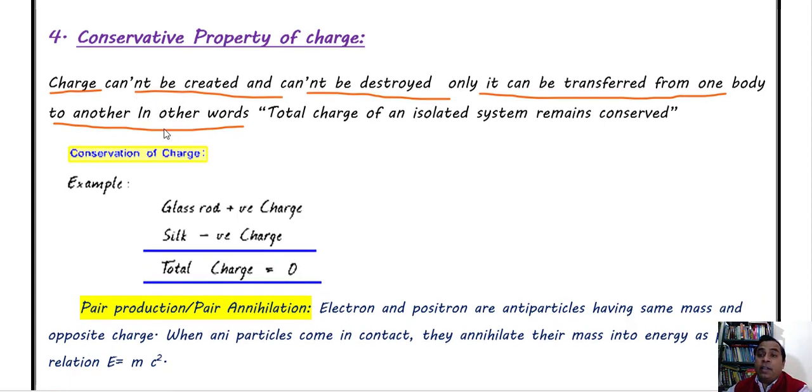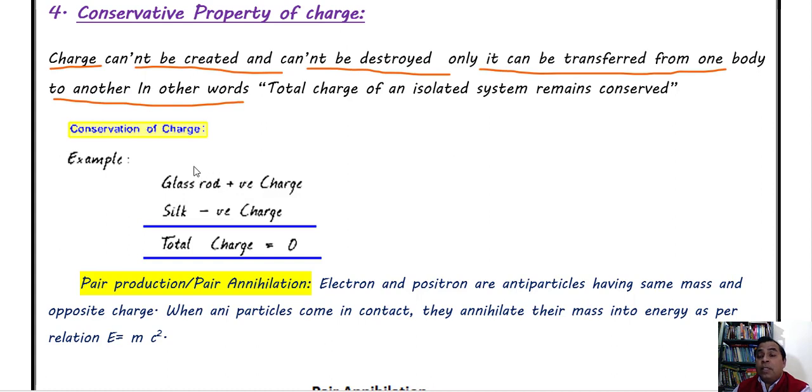Let us first understand it in this context. In the triboelectric series portion, we have seen that when we generate charging by friction, the glass rod gets some positive charge, obtained when it is rubbed with a silk cloth. Glass is higher up in the series, silk is down in the same series. So glass has obtained positive charge, silk has obtained negative charge. Now if you add up the total charge, it comes to 0. Look, charges cannot be created, cannot be destroyed.